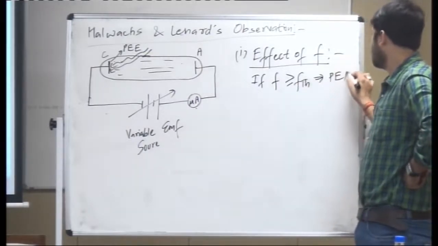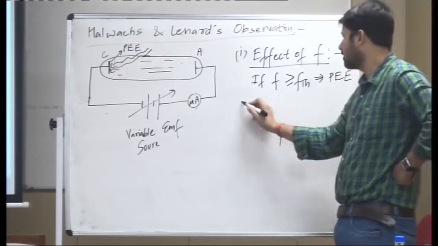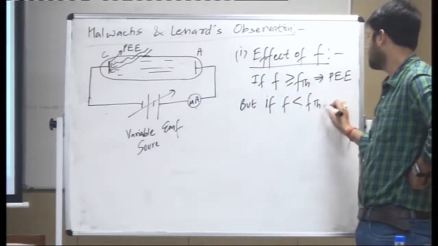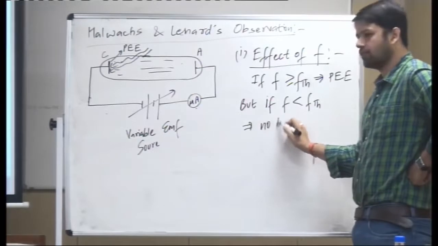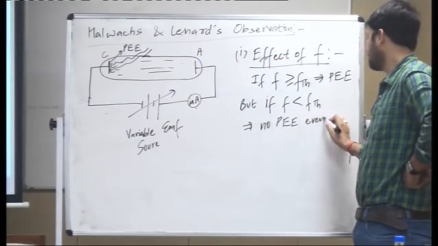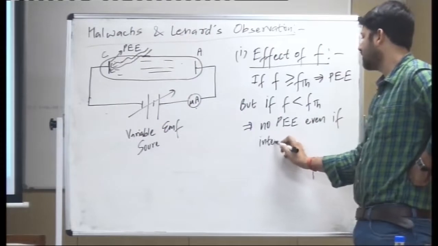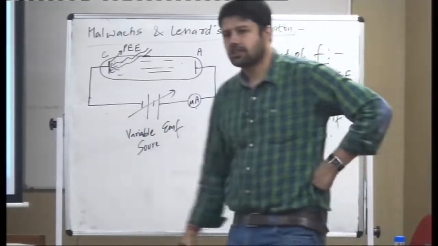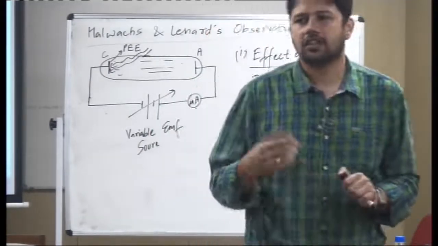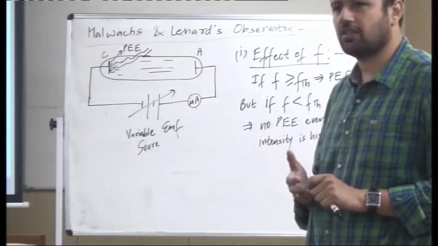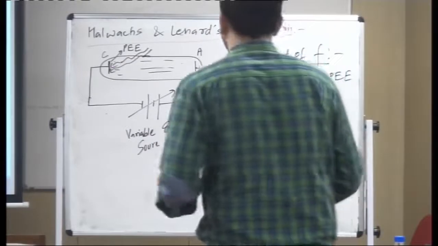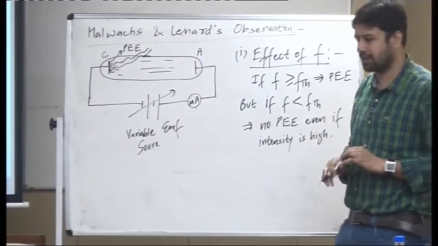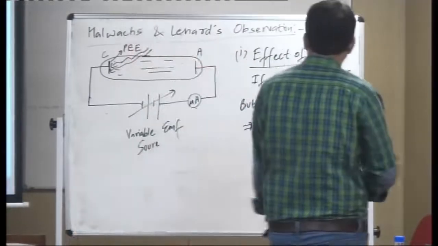photoelectric effect happened. But if frequency was less than threshold frequency, no photoelectric effect, even if intensity is high. It means if the light has less frequency, whatever may be the strength or intensity of the light, it doesn't matter. Photoelectric effect won't happen. This was the effect of frequency.